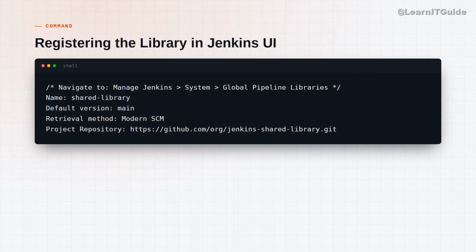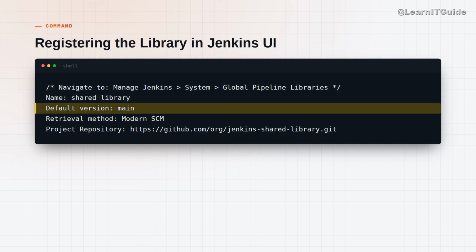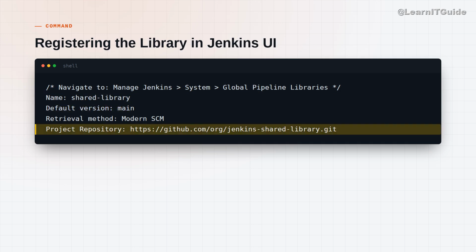To start using your library, you need to register it in the Jenkins interface. Navigate to Manage Jenkins, then System, and look for Global Pipeline Libraries. Give your library a meaningful name like Shared Library. Set the default version to your main branch. Finally, provide the HTTPS or SSH URL for your Git repository. Once you save this, Jenkins will automatically pull this code whenever a pipeline requests it.